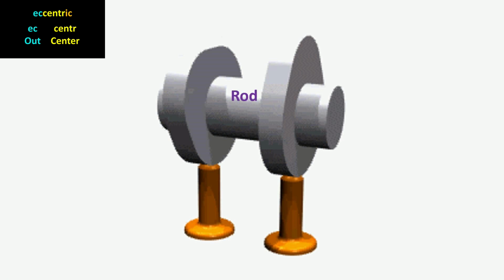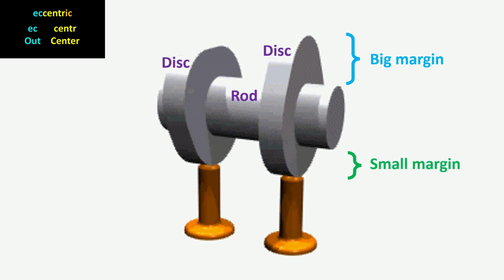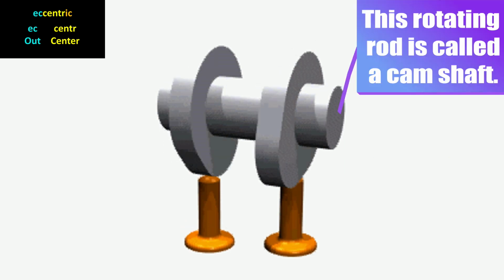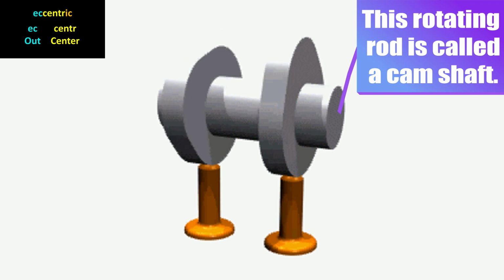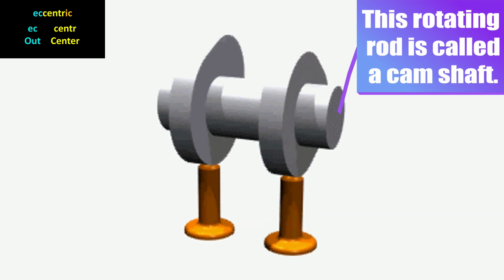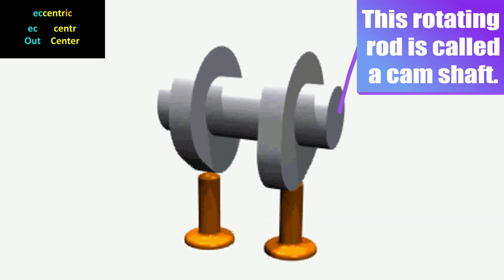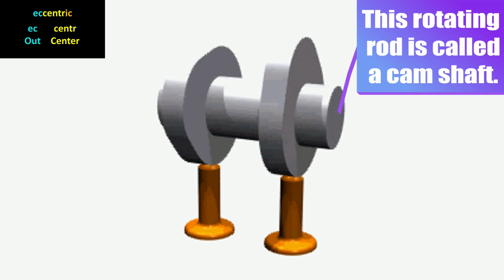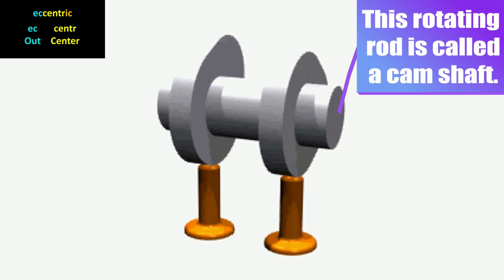This rod doesn't go through the center parts of these discs. We can see that because one edge on this side is farther from the rod than the edge on the other side. These are called eccentric cams. They're common in engineering when we want to convert a rotating motion, such as from the camshaft into an up and down motion. Eccentric cams are very common in cars.